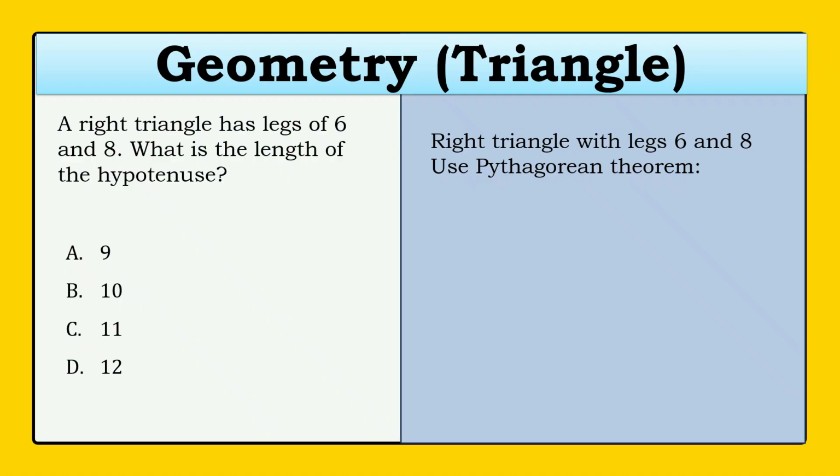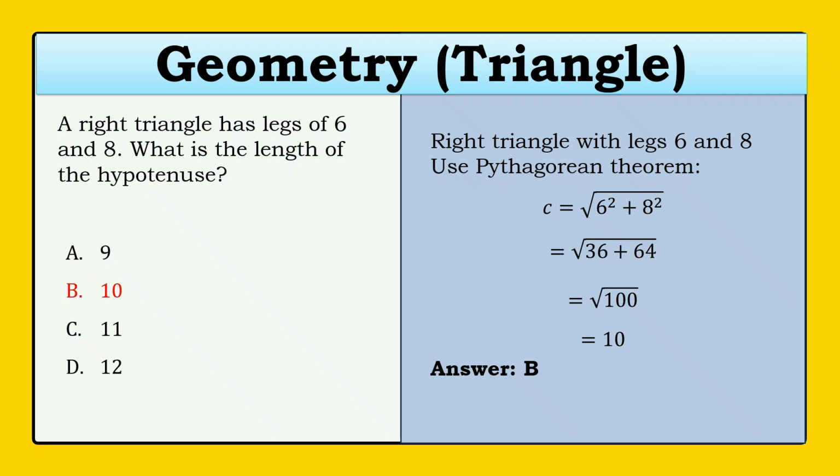What is the Pythagorean theorem? So c squared is equal to a squared plus b squared, or c is equal to the square root of a squared plus b squared. So let's plug in the values into the formula. So c is equal to the square root of 6 squared plus 8 squared. Then let's simplify. c is equal to the square root of 36 plus 64. And let's add. c is equal to the square root of 100. And the square root of 100 is equal to 10. Therefore, the length of the hypotenuse is 10. And this is letter B.